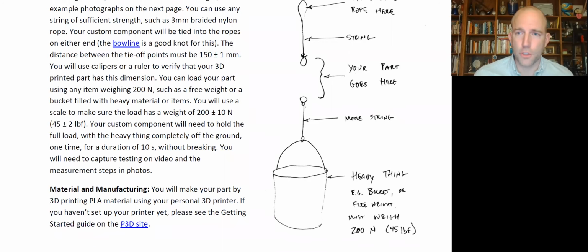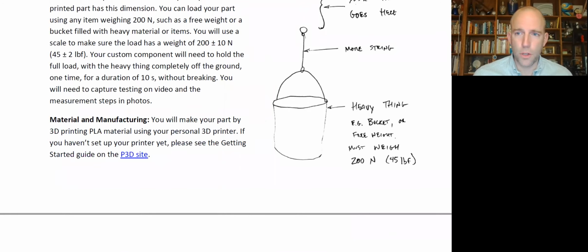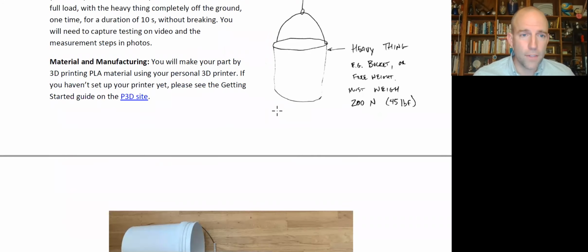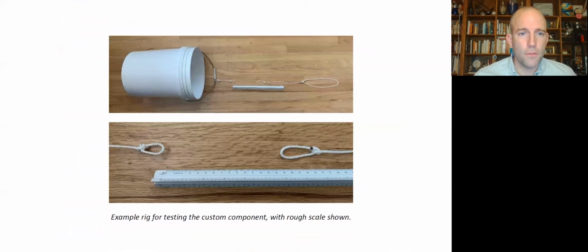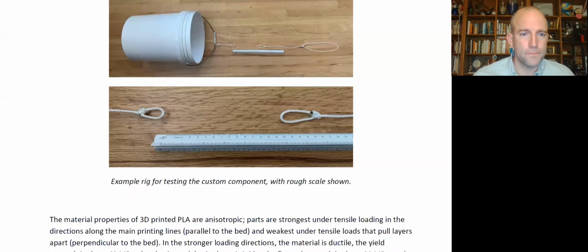Now you're going to manufacture your own components using your 3D printer, printing PLA material like the stuff that we send you with the kit. And if you haven't got your 3D printer yet, you haven't got started with it, go to the P3D site and use the Getting Started document. That's the place to start. Here is a photograph of an example setup. Before we assign these projects to you, I get to do them myself. So I actually did this project this afternoon, and this is the testing rig that I used just to give you a sense of what one might look like.